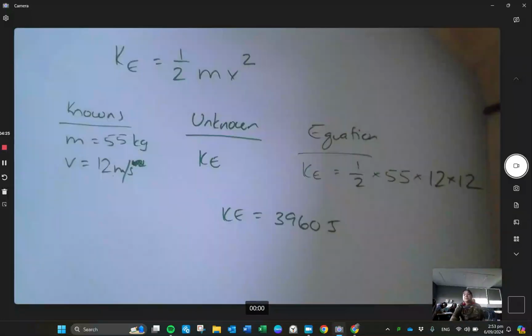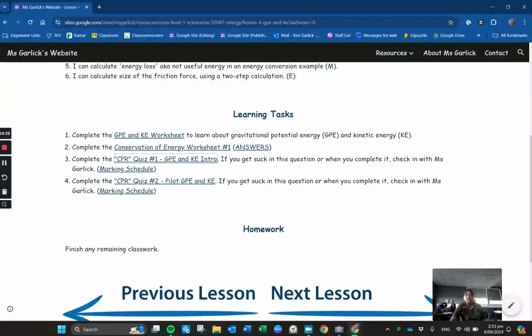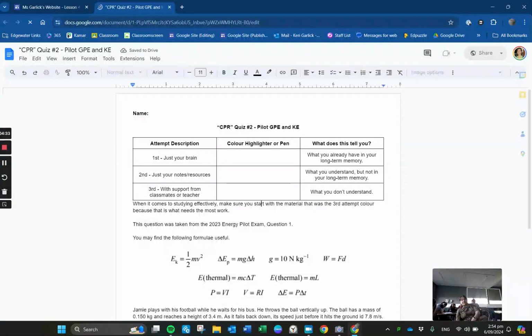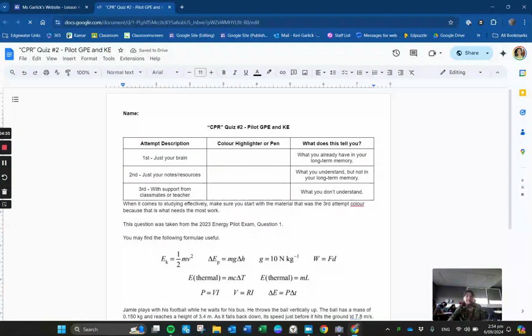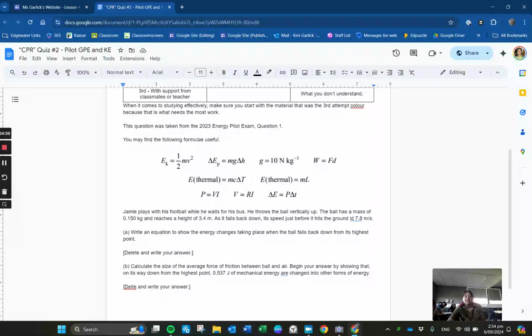Now, something to keep in mind is that, like I said, that was the previous exam version. It's slightly different now. In this case, it's a little bit more theory. So in this case, we're talking about someone waiting for the bus, and they're talking about the football and throwing the football vertically upwards. It has the mass of the football. It also has the height that you reach, and then you also have the speed at which it hits the ground.